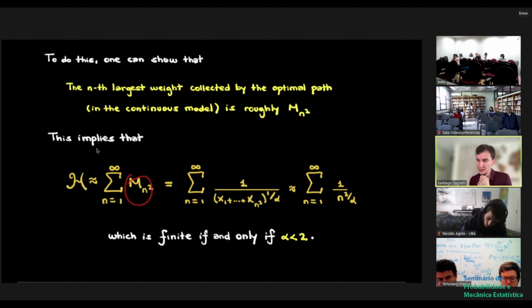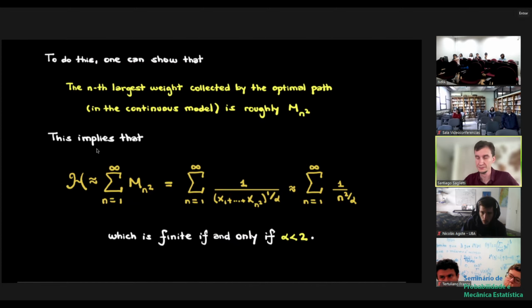But these Mn's by definition are just this. And by the law of large numbers, this is just the sum of independent random variables with mean 1. This is just going to be like n squared to the power of 1 over alpha, which gives you 1 over n to the power 2 over alpha. And this sum is going to converge if and only if alpha is between 0 and 2.